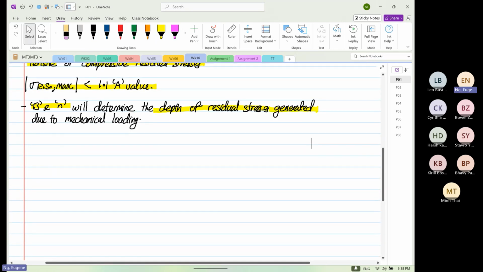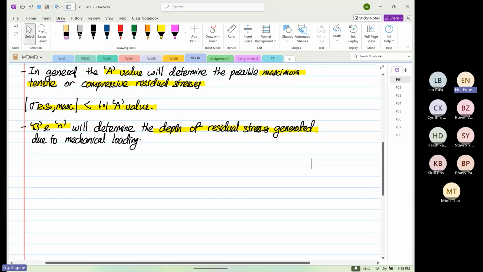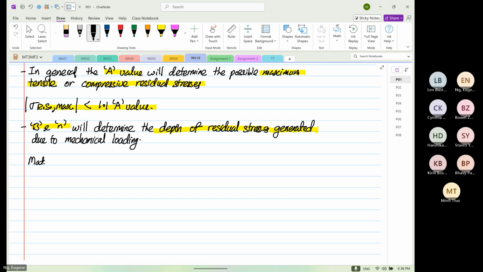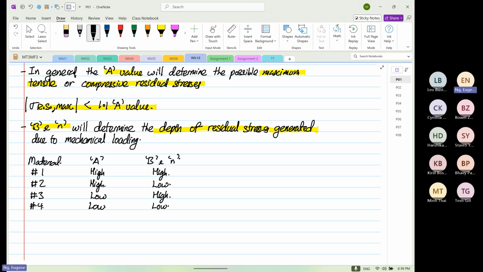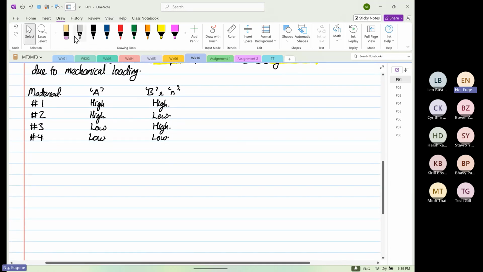Okay. Right, so by looking at this concept over here, okay, so if we have material 1, 2, 3, and 4, and then you have your A value, and you have B and N. So the first one, the A value is high, the B and N values are high. The next one, the A value is high, and the B and N value is low. Then you have low over here, and then high, and then you have low over here, and low B and N. So this is just a general trend. Repeat again, this is just a general trend.